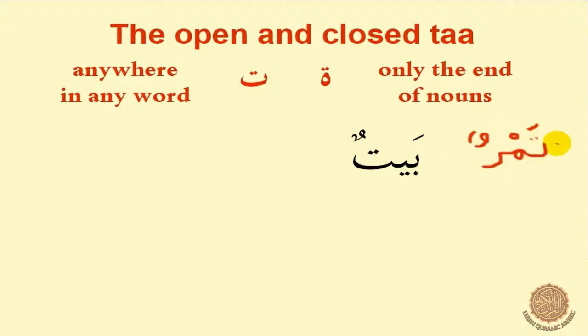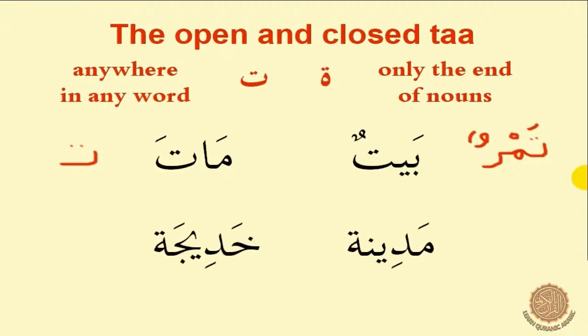We also have, for example, a verb here, mata, which means he died. And ta can also occur alone as a particle. And one of its usages is particle of swearing an oath. Now with the ta marbota, the closed tat, we have the following words.